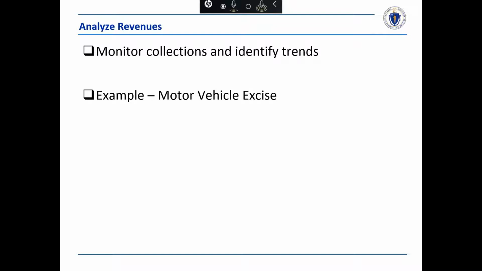As new and more expensive models are released and hopefully purchased, the community could potentially see an increase in the motor vehicle excise. However, economic downturns may impact the new car sales so that folks hold on to their vehicles longer, and it may be an impact on the amount of excise bills until there's a recovery.